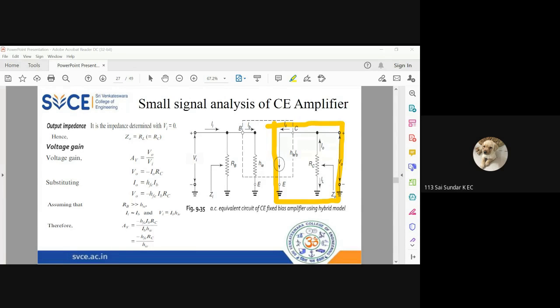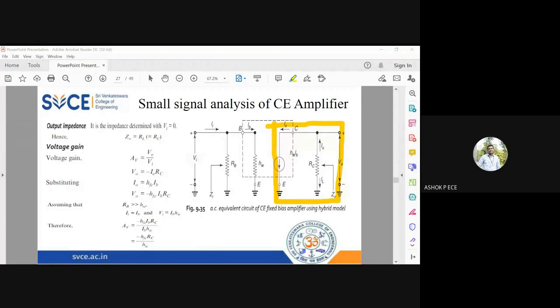HFE, sir. What is HFE? HFE is current gain, right? So how can you say that as a resistance? What else do you have in the output side? RL, sir. RC is your RL. Your load resistance is going to be your RC. So RC and RL are the same here.